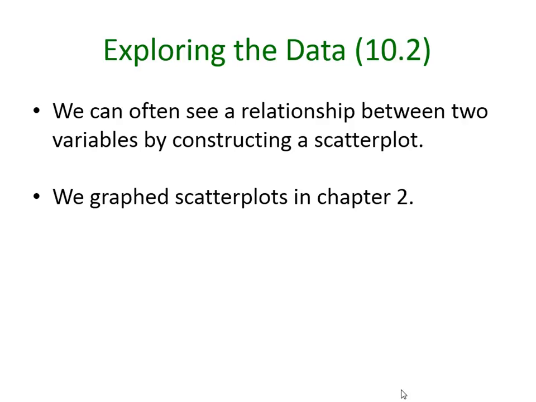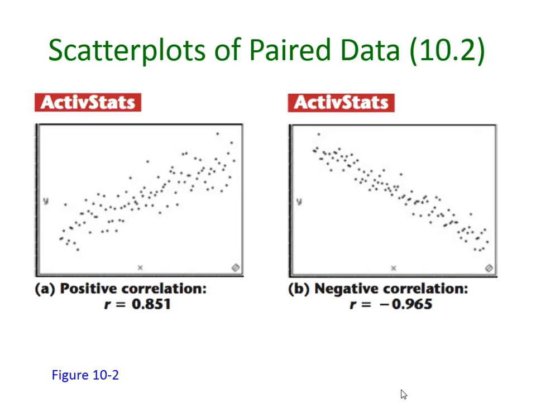So as we explore the data, we can often see a relationship between two variables by constructing a scatter plot. We did scatter plots back in chapter 2. That's when we looked at plotting all of our different points, when you had your paired data and we just went through and plotted each of these different points. That was an example of what we had as we were looking at things. So these were each of our different sample data that we had.